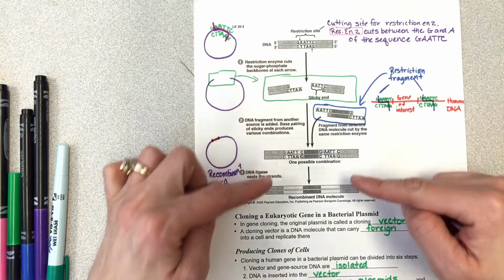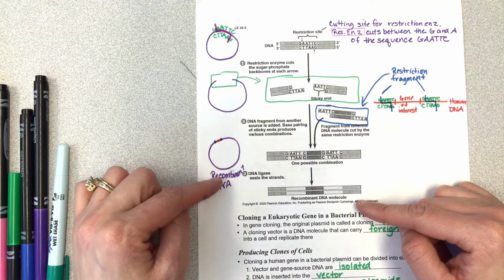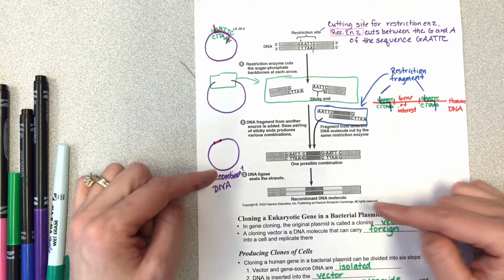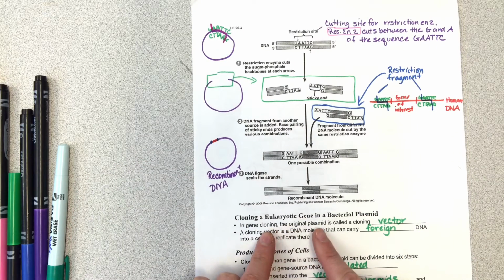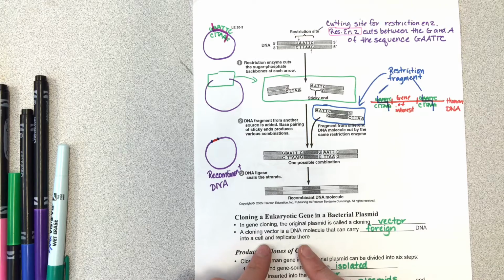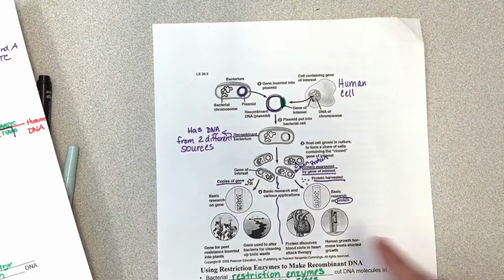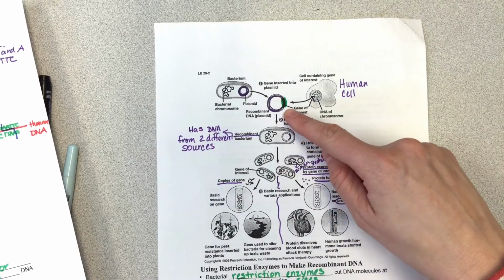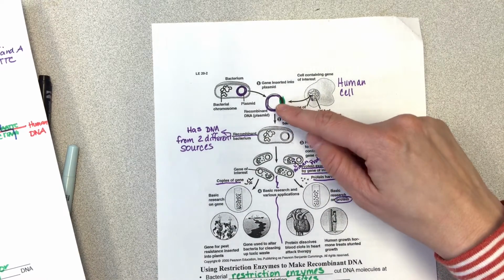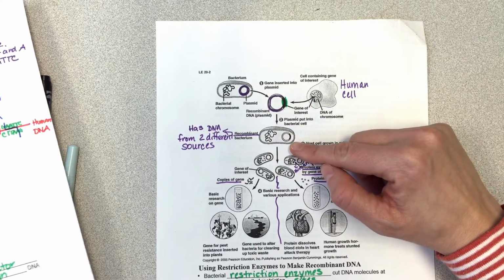So now that we understand how we make that recombinant plasmid, we call that recombinant plasmid a vector. In gene cloning, the original plasmid is called a cloning vector. A cloning vector is a DNA molecule that can carry foreign DNA into a cell and replicate there. So back on this picture here, we made the recombinant DNA. This serves as a vector, a way to get that human gene into a bacteria cell.